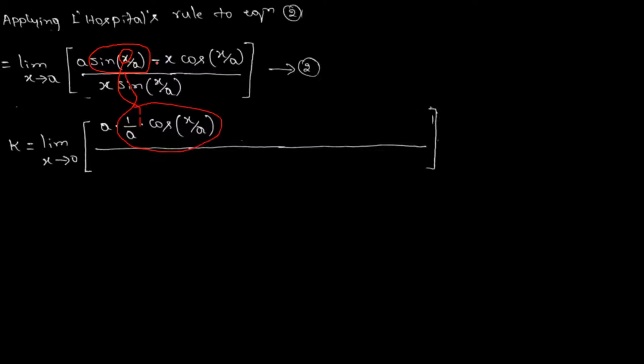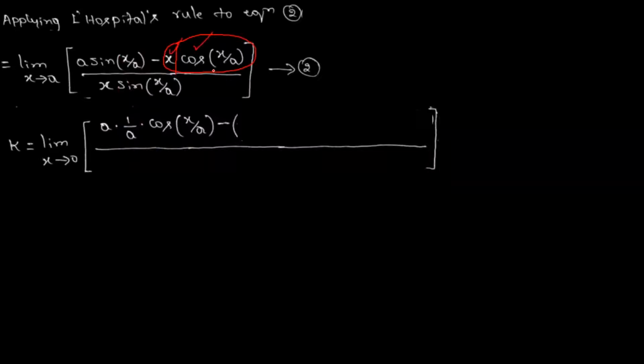Now let us proceed for the next term. This minus we write as it is, minus. Here it is clearly visible that we need to apply the product rule first, because it is the product of two functions. X is one function and cos of x by a is another function.